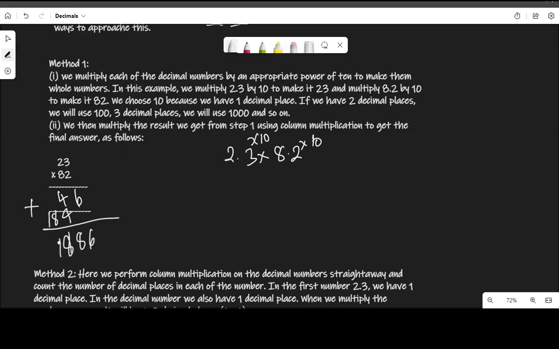So now that we have the final answer of multiplying the whole numbers, we need to divide this final answer by 100 to get the real answer of the product of 2.3 and 8.2. Why are we dividing by 100? Because we multiplied each of the numbers by 10. 10 times 10 is 100. So our final answer here will be 1886 divided by 100.